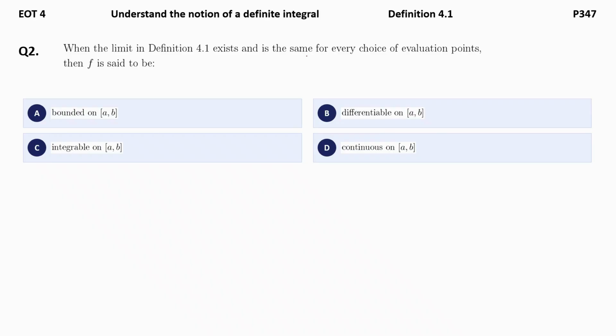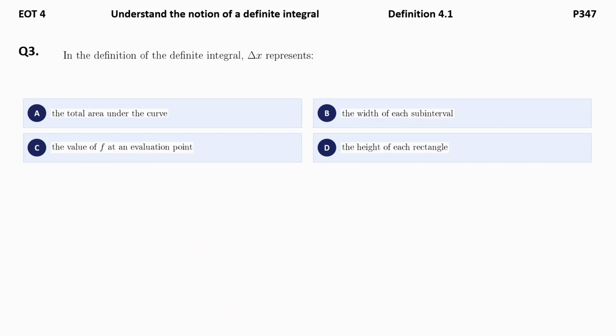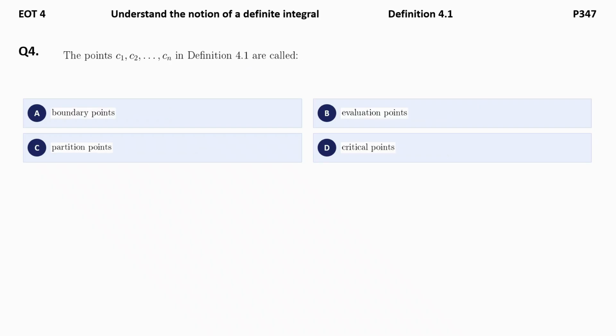If the limit exists and if it is the same for every choice of evaluation points, then f is said to be integrable on the closed interval a to b. What about the delta x representation? It is nothing but the width of each subinterval. Up next, what are these points called? They are called the evaluation points.